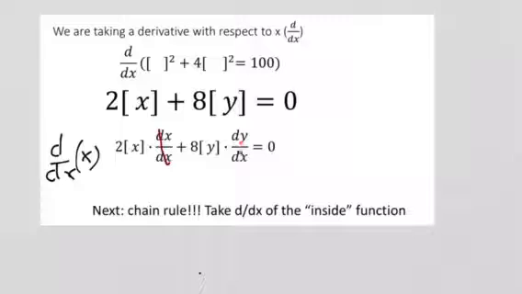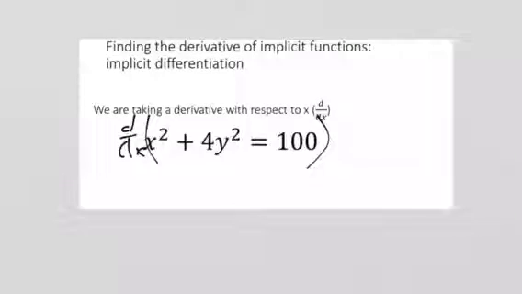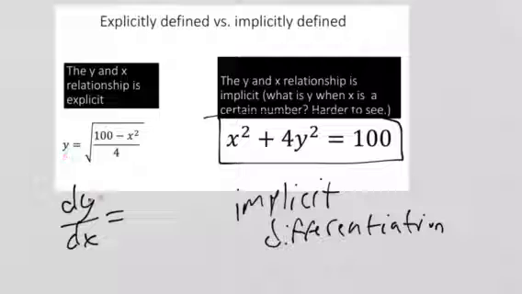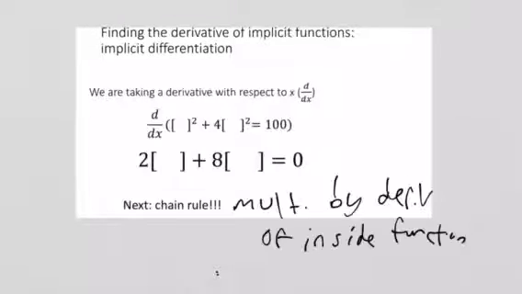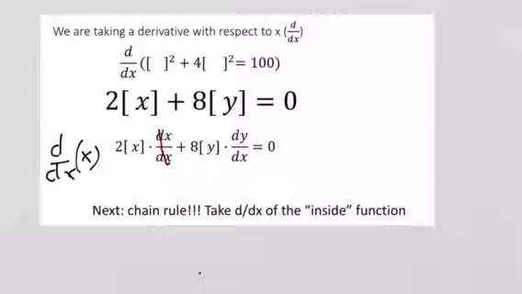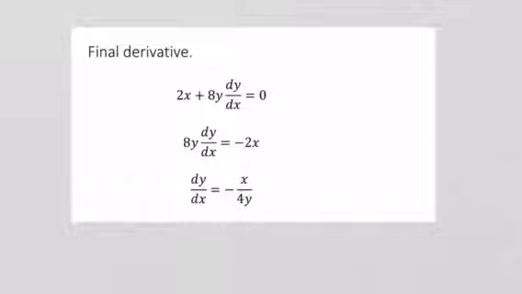So our ultimate goal is to solve for this dy dx because that's what we could do with an explicitly defined function. We could say dy dx equals blah. So now we want to isolate dy dx. We're just going to treat it like it's any old variable and just get it by itself by undoing the other operations. Okay, so we subtract our 2x over. 8y times dy dx equals negative 2x. We divide 8y on both sides. And then that simplifies to negative x over 4y. This is our derivative. Dy dx equals negative x over 4y.